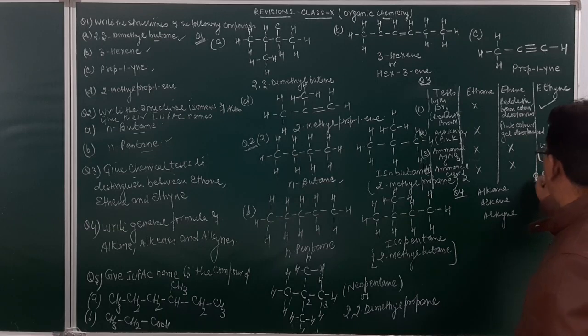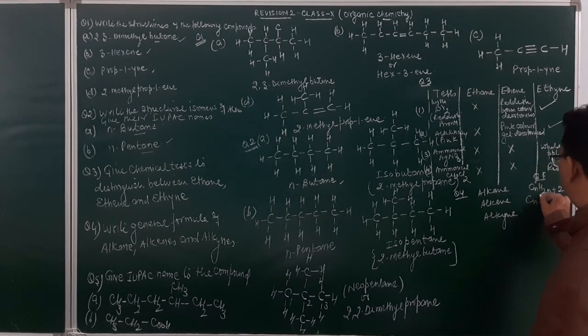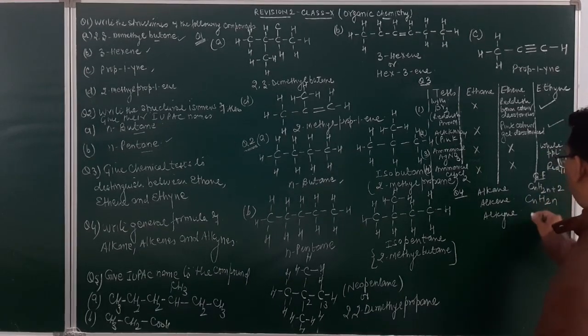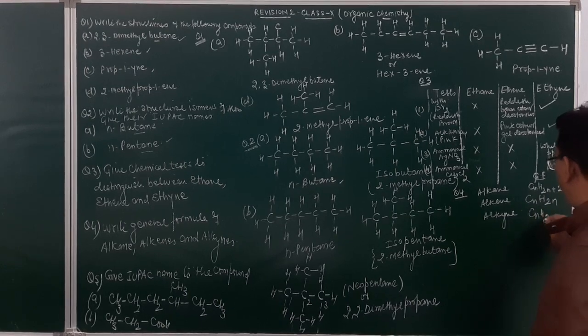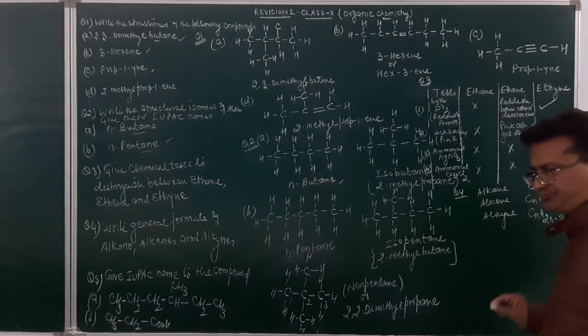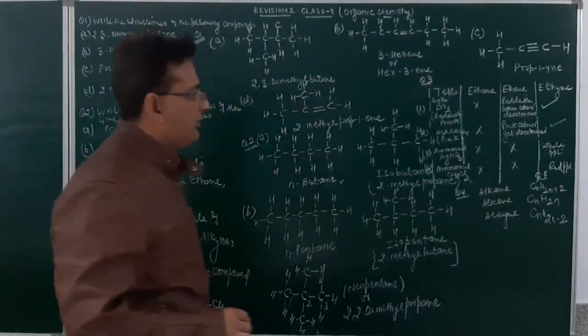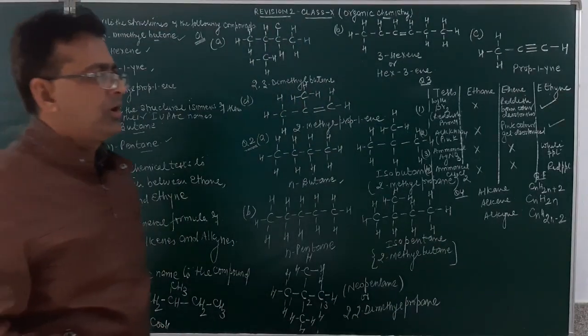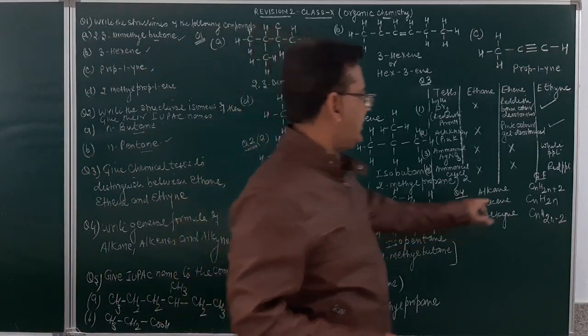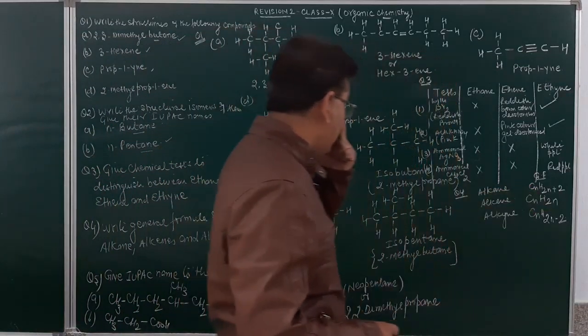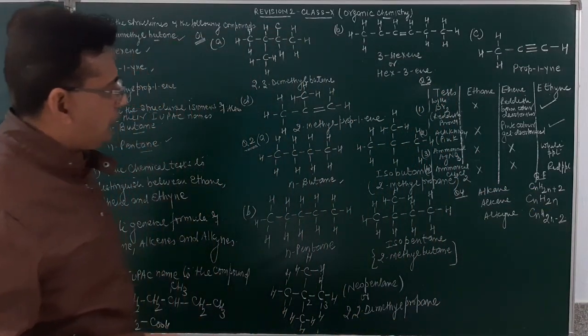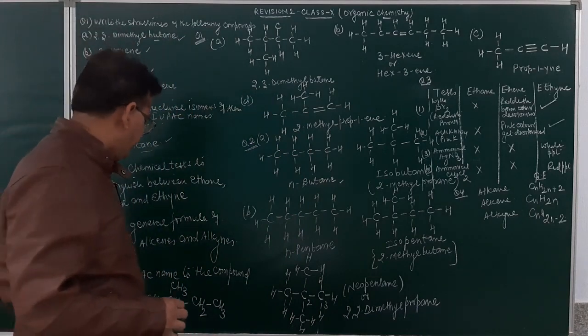The general formula for alkane will be CnH2n+2. Alkene will be CnH2n and alkyne will be CnH2n-2. Is it clear? So this is how we write down the general formulas for alkane, alkene and alkyne. Alkane is CnH2n+2, alkene CnH2n, alkyne CnH2n-2.